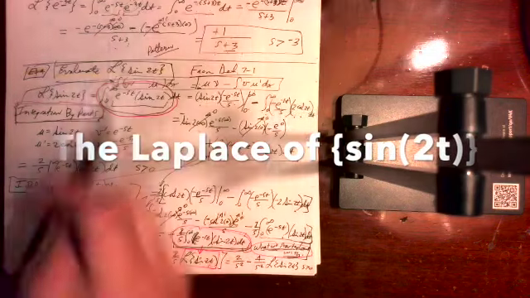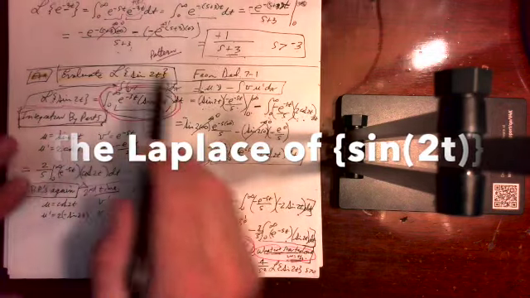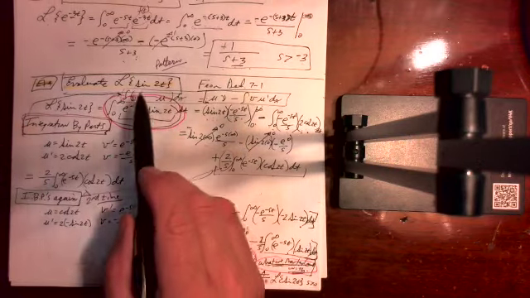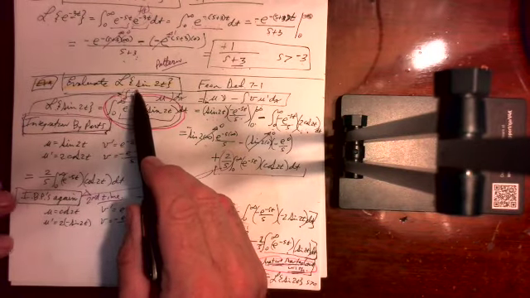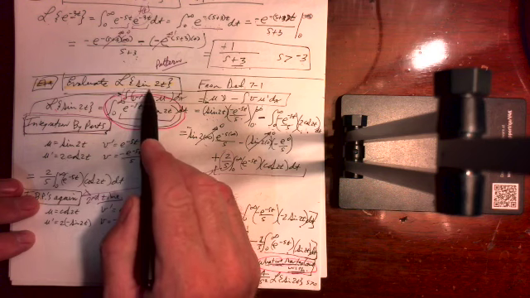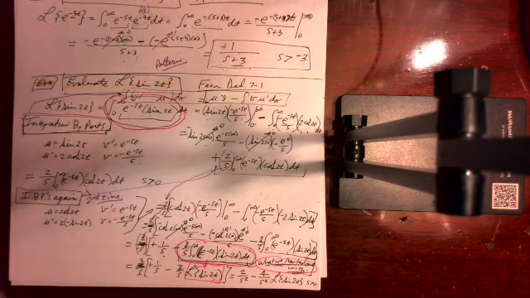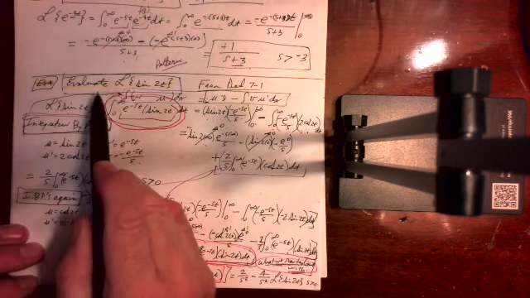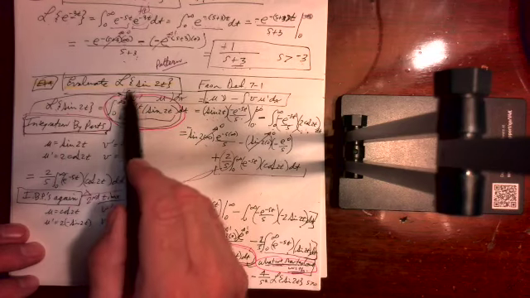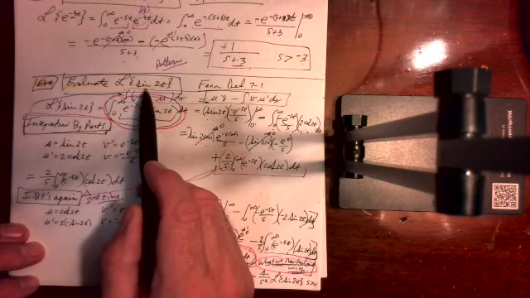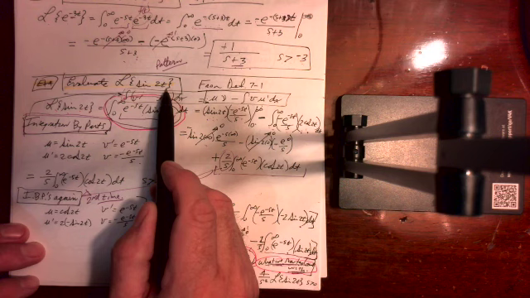Okay, today we're going to work on Laplacing a function that is a little more complicated, and there's a little twist in this one. So let's see how this works out. All right, we're going to evaluate the Laplace of the function sine of 2t.